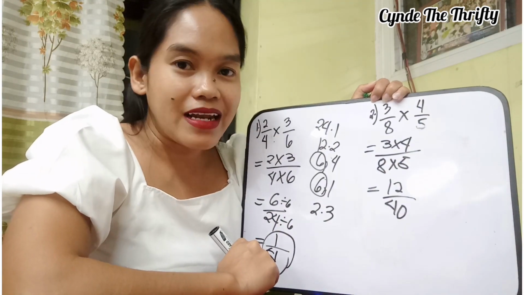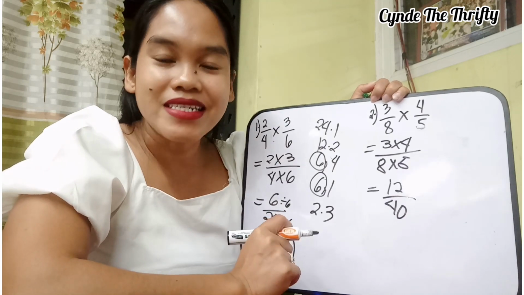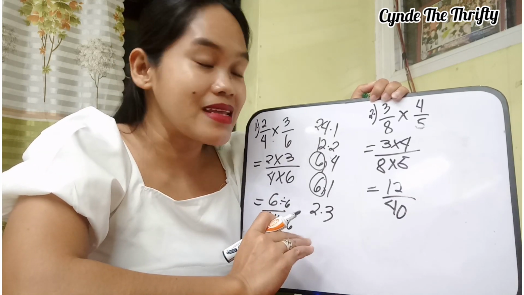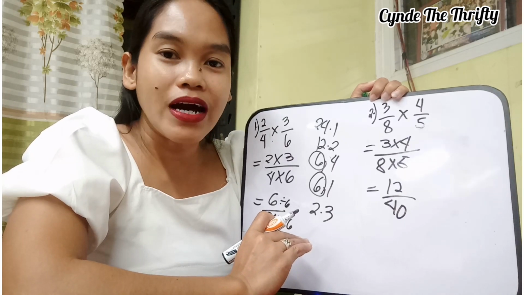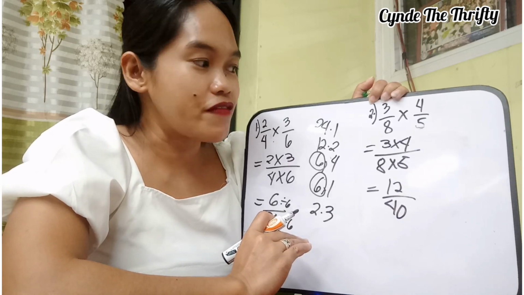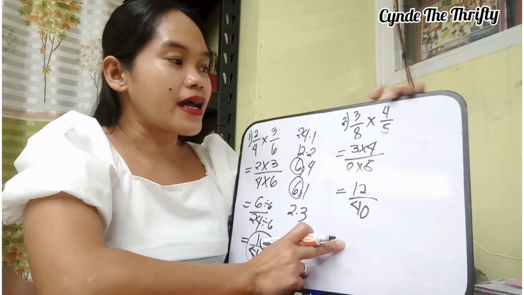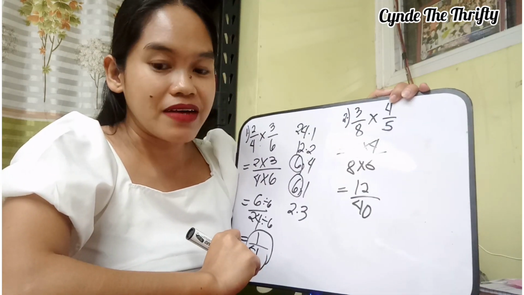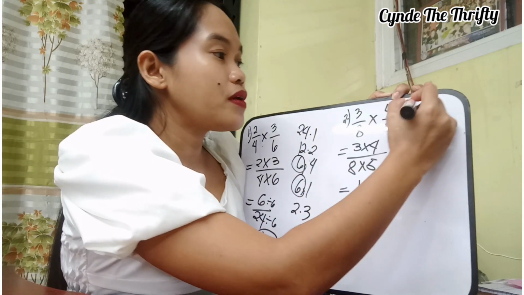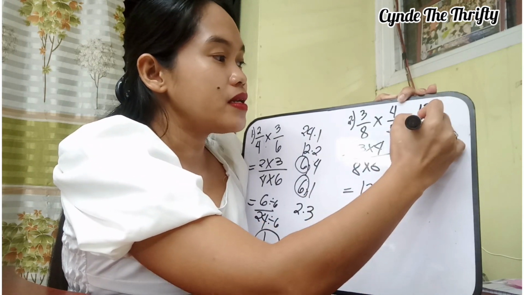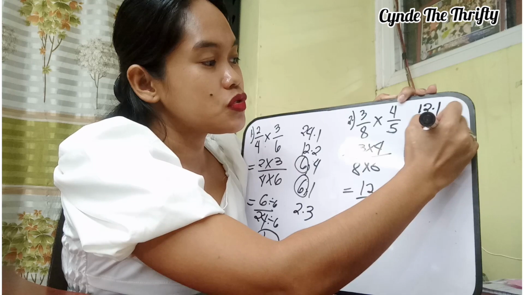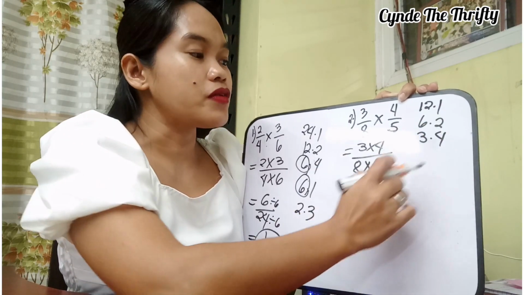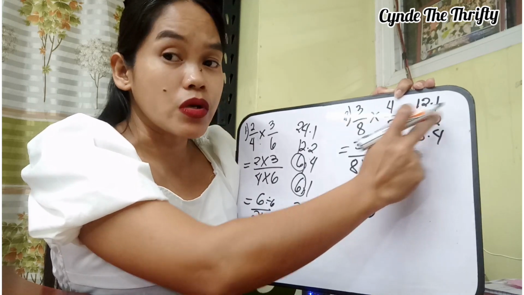So, yan na ba yung final answer natin? Of course, hindi pa. Kasi nga, kailangan natin siyang reduce into lowest term. So, hahanapin natin ang kanilang GCF or ang kanilang greatest common factor. So, sa 12 tayo. Kung matatagalan kayo sa paghahanap ng GCF, ang gagawin nyo is ganito. So, 12 times 1 equals 12. 6 times 2 equals 12. 3 times 4 equals 12, or 4 times 3, or 2 times 6, or 1 times 12.